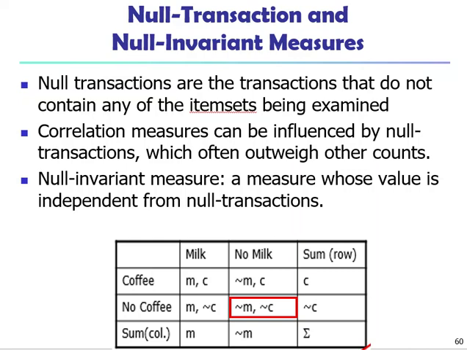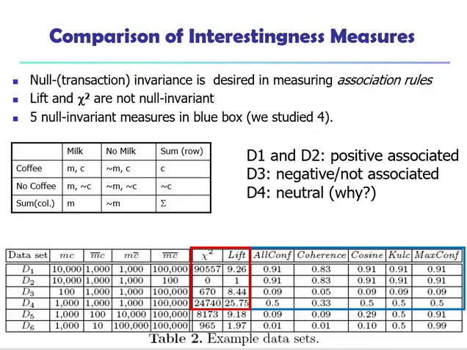So why is non-transaction invariance a desirable characteristic in measuring association rules? We can look at this example and try to appreciate the difference. So we have this example that shows buying milk and buying coffee transactions. We have a set of 6 different data sets. We're going to first examine the first 4.